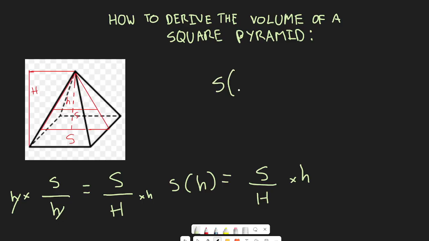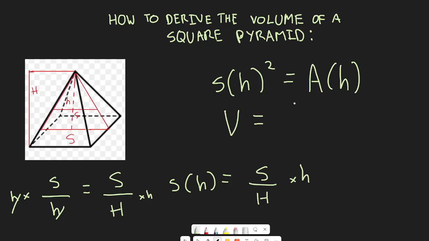So S of H squared is equal to A, right? So let's say A of H, okay? And this is our area, and we get S of H squared. And we know that V is equal to, like I said before, so let's just erase this and write it again.